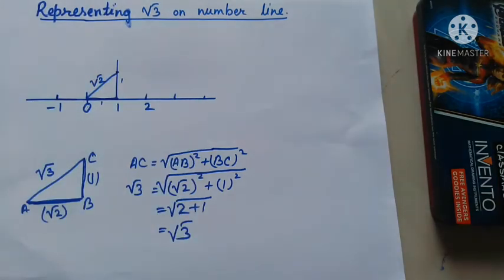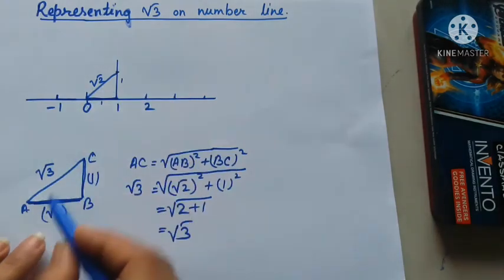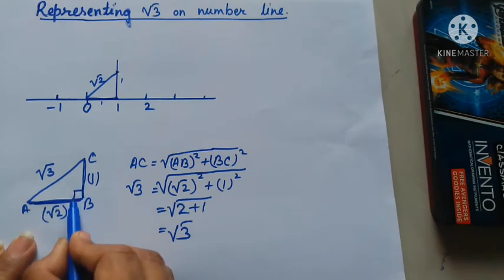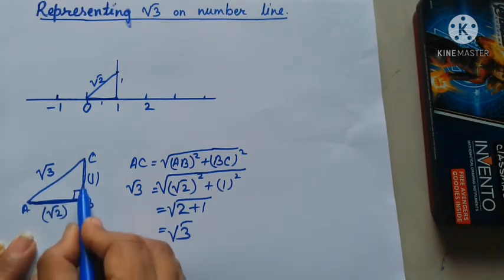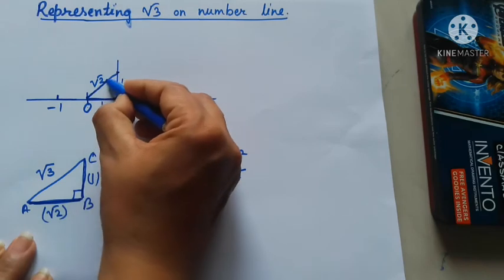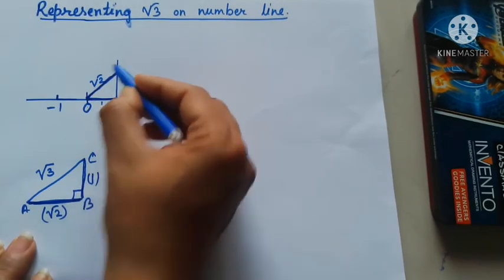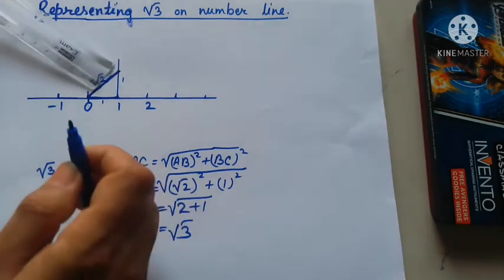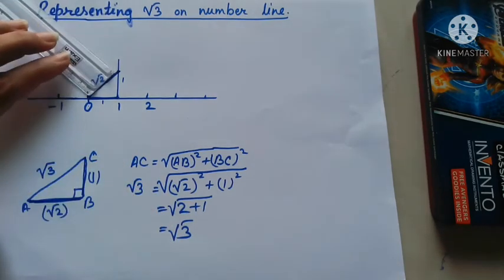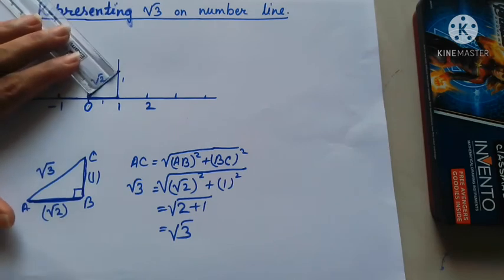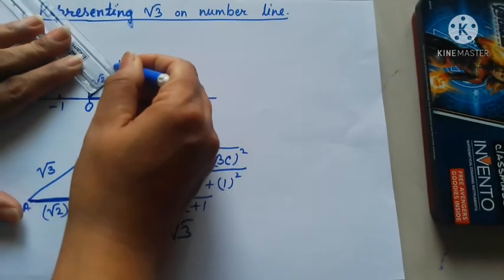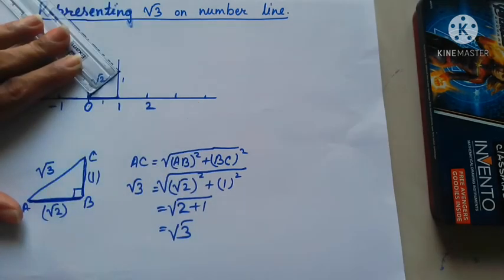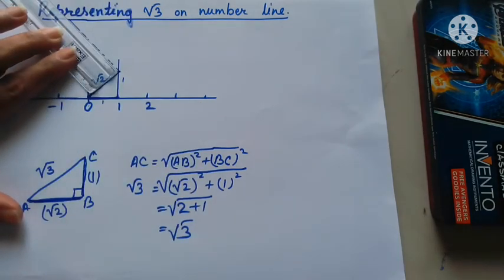But I don't want root 2. I have to draw root 3. Then what should I do? Then I have to make a right angle triangle with root 2 and 1. So keeping this line as your base, make a 90-degree angle over here. See what I am doing? I am keeping my base of the scale over here and this is 90 degrees to it, right? I kept my base on the root 2 line and this is 90 degrees to it.